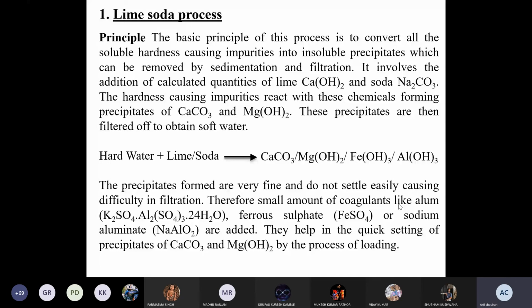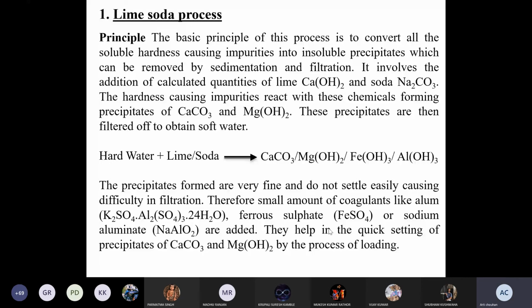Sodium aluminate is NaAlO2. These are different kinds of coagulants which are used in small quantity to fasten the process, because the reaction happening inside the lime and soda is very slow. So to fasten that process of precipitation or sedimentation, we added these coagulants. They help in the quick settling of the precipitates of calcium carbonate and magnesium hydroxide. So this is all about the principle of the lime and soda process.